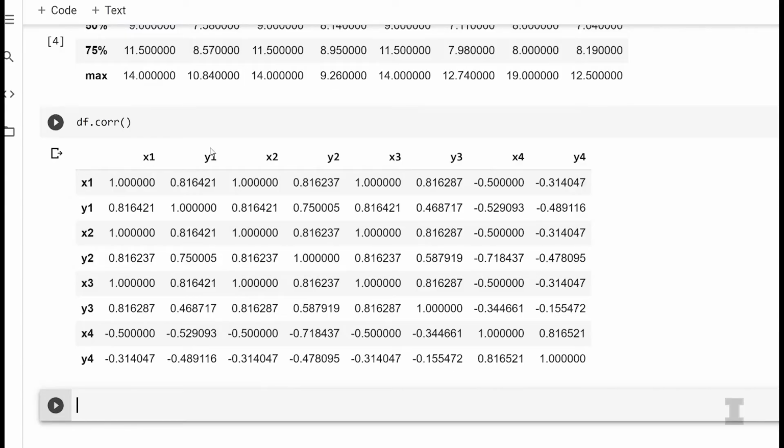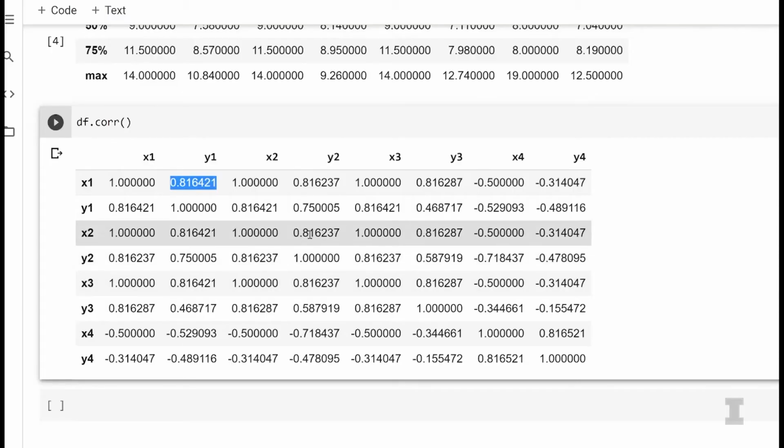So x1 and y1 are correlated with a factor of 0.816. So I would say that this is a pretty strong correlation. Remember, it's capped at 1. The correlation ranges between -1 if we have a negative correlation and +1 if we have a positive correlation. So this is pretty strong.